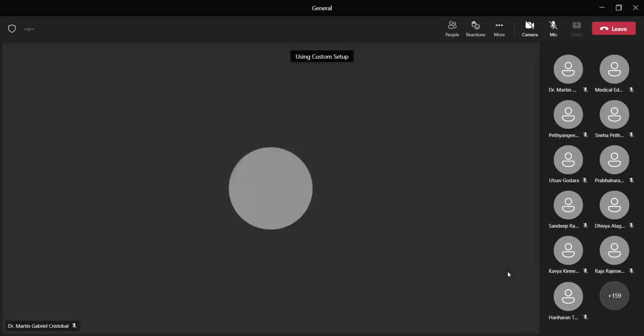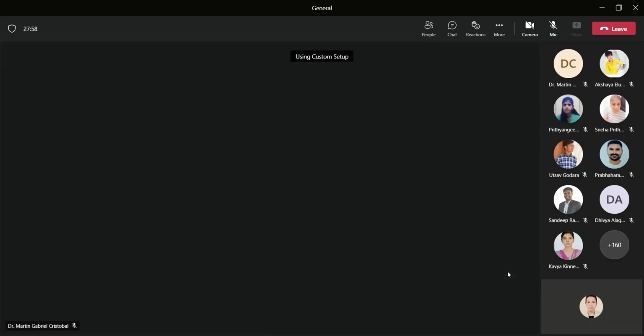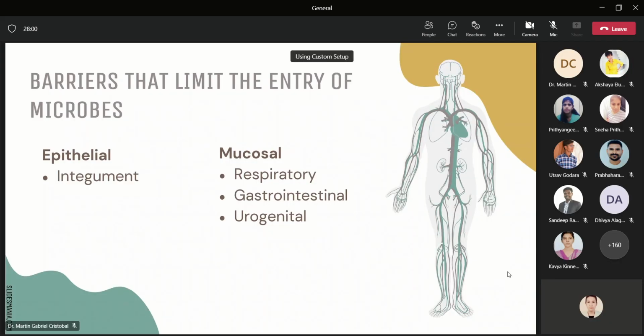Proteins and immunoglobulins. Next, we have barriers that limit microbes. These are divided into two, which is the epithelial and mucosal. In the epithelial, we have the integument or the skin. For the mucosal, we have respiratory, gastrointestinal, and urogenital.